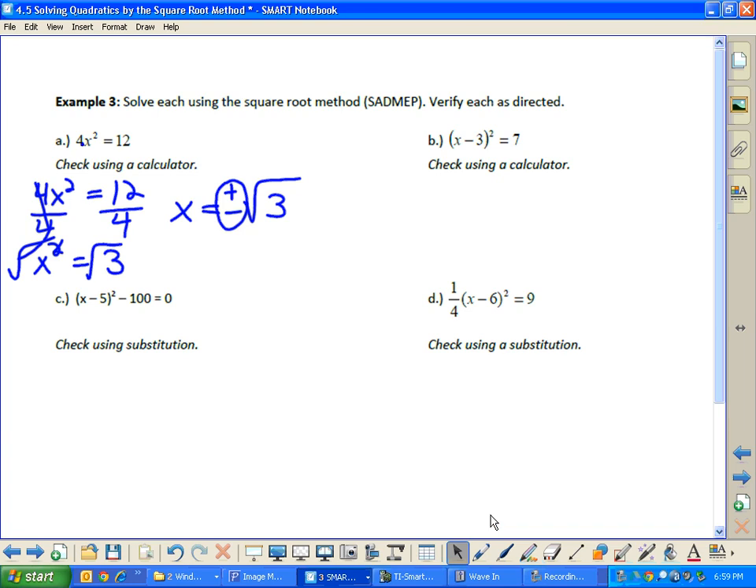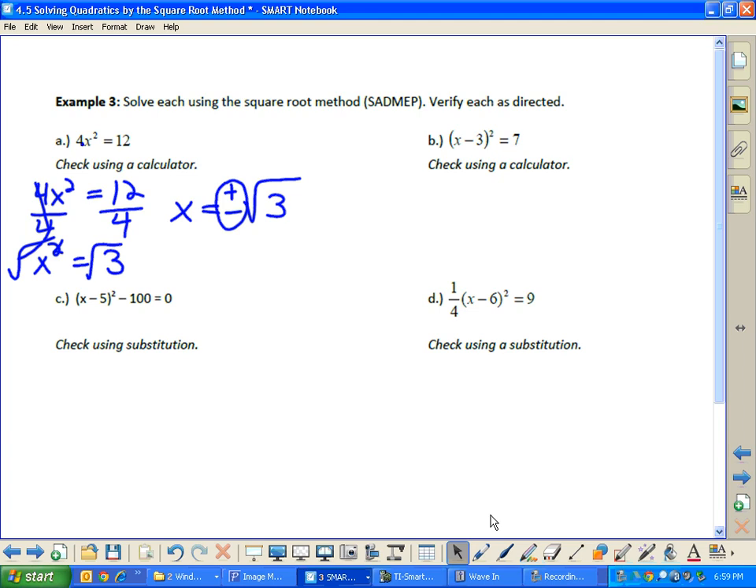Part B. We have x minus 3 quantity squared equals 7. So I'm going to go backwards through that order of operations. Careful. The first step is to undo any subtraction or addition that you see in the problem. So would I start this by adding 3 to both sides? No, why not, David? You're right.